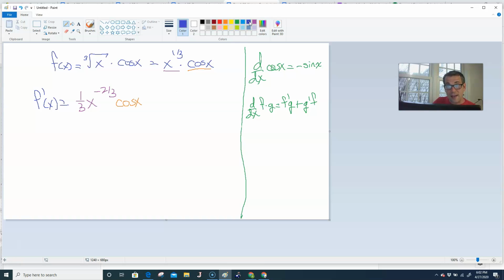I'm going to add to that this guy's derivative. Now the derivative of cosine, we just learned, is negative sine of x, something we will have to memorize before May of next year. This guy's derivative times the first function, which is x to the 1/3 power.